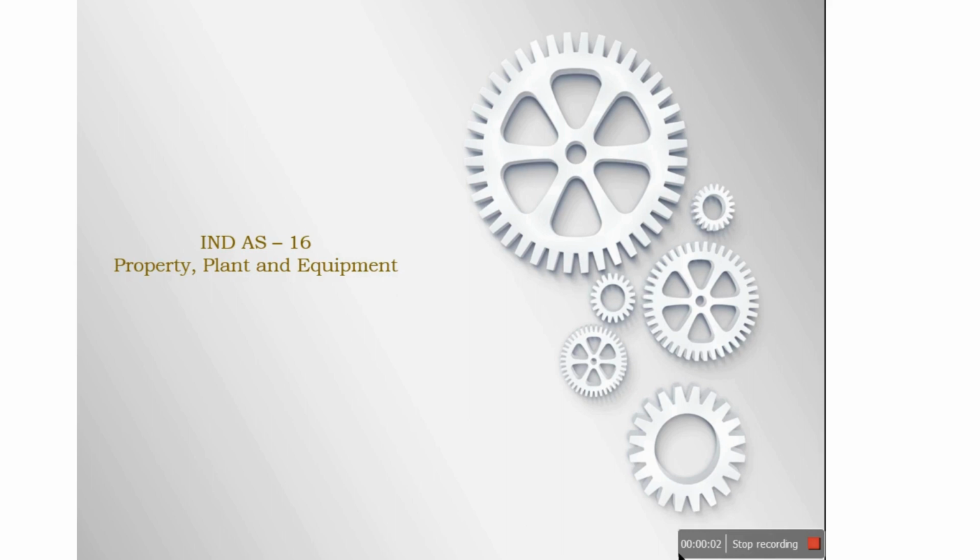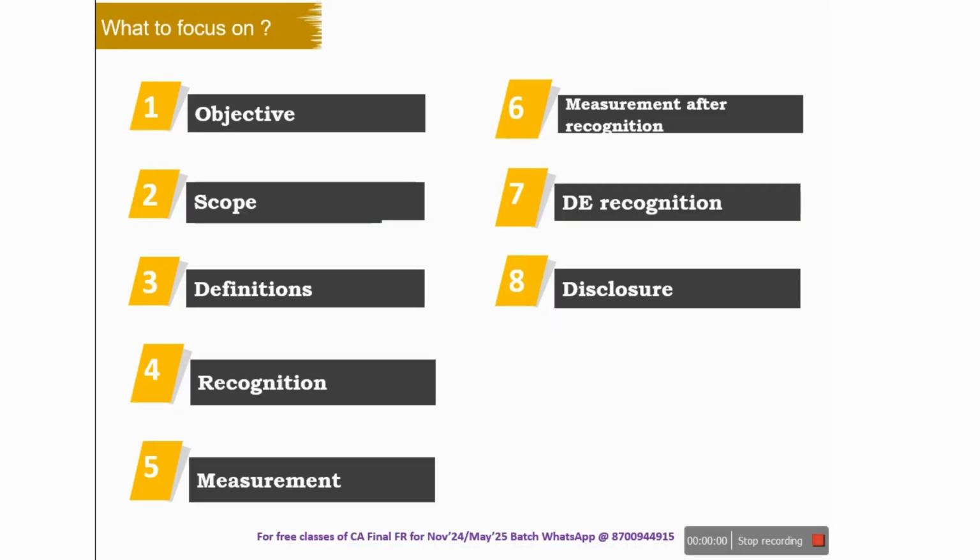Namaste. In this video, we will discuss Indian Accounting Standard 16, which talks about the accounting treatment of property, plant and equipment. While explaining Ind AS 16, we will focus on the objective, scope, definition, recognition criteria explained in this Ind AS, measurement requirements, measurement once the PPE has been recognized in the books, derecognition of PPE and disclosure requirements thereof. The objective of this Ind AS is how to account for property, plant and equipment.